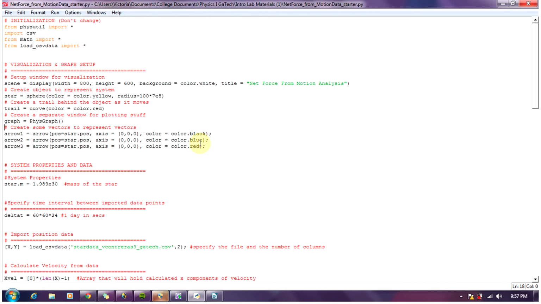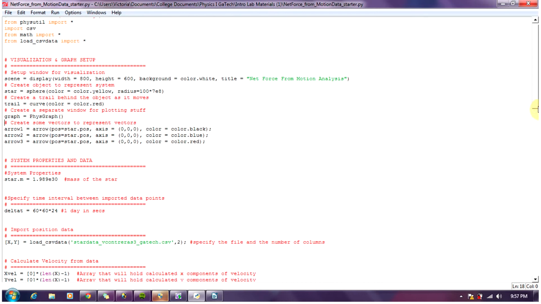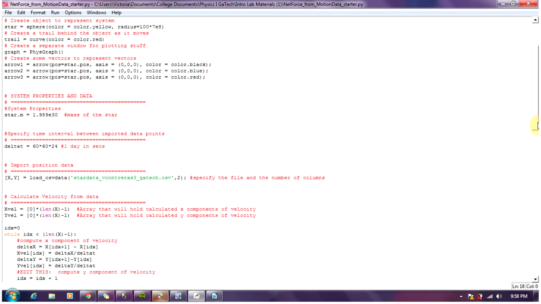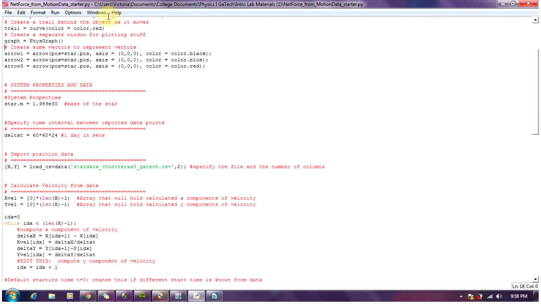And then this is where we're putting each arrow to each of the forces. So like I said earlier, we're going to have the red arrow equal the net force, and then the others. So let's go ahead and run this, and then I'll explain more.